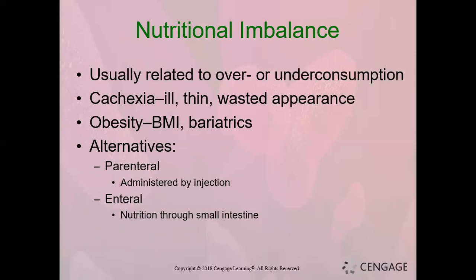Nutritional imbalance, this is usually related to an over or an under consumption. This term here that I don't even like to pronounce is usually associated with HIV patients, and it's just an ill, thin, wasted appearance. They're very skinny, they have like a failure to thrive appearance almost. Obesity, we look at a lot at BMI, which is body mass index. That's calculated by your height versus your weight.